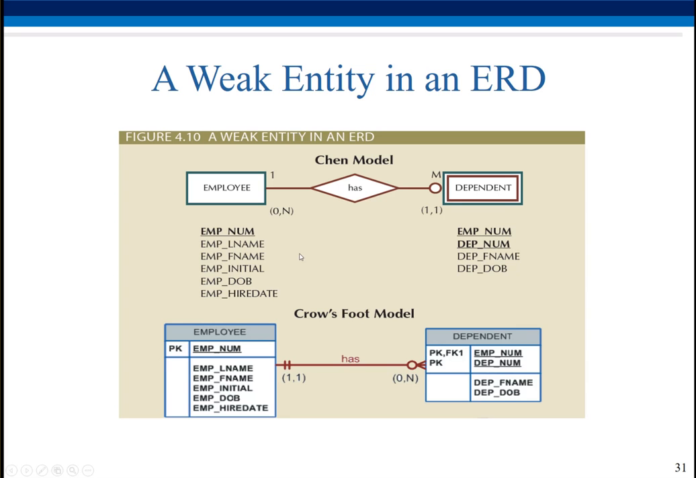So basically, a dependent cannot exist without an employee in here. An employee can have a dependent without in here. That's where the 0 is in here, too many. Now the cardinality here is 1 to 1 and 0 in here. And then here's how it's done in crow's feet.